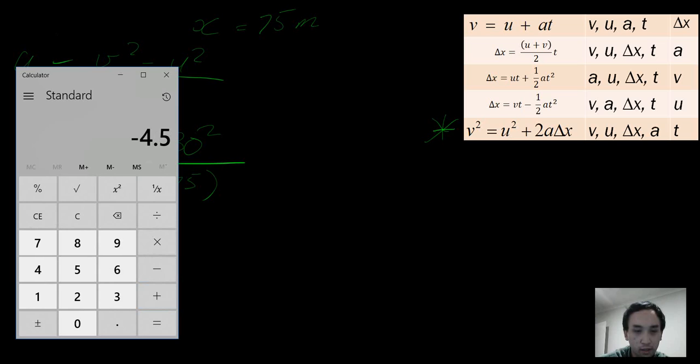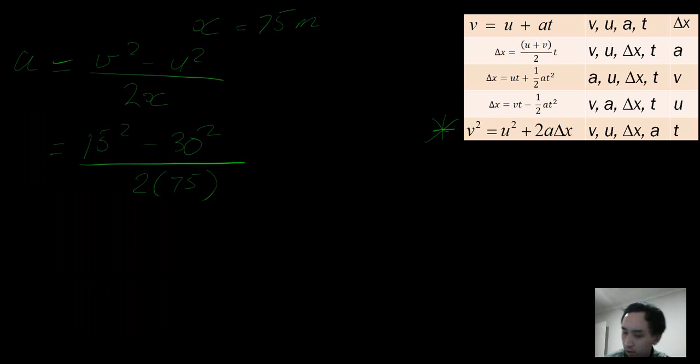So that will give us an acceleration of negative 4.5. So the negative over here just means that we are decelerating. That's all it means. Okay, and once we know this, we can use this deceleration in the second part of our problem.